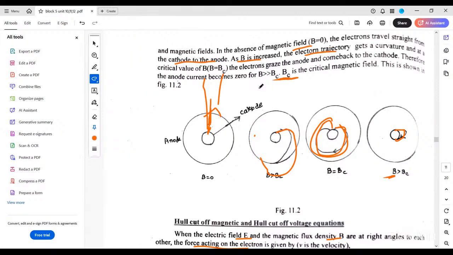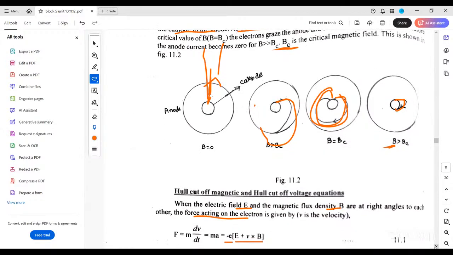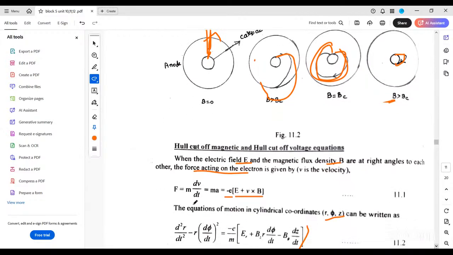Next, draw the 11.2 diagram and write the description of the diagram. If you write all these things, magnetron is covered. And next, what we discussed is the Hall cutoff magnetic field and Hall cutoff voltage equation, the frequency formula, and the polar cylindrical coordinates in terms of R, phi, and Z.